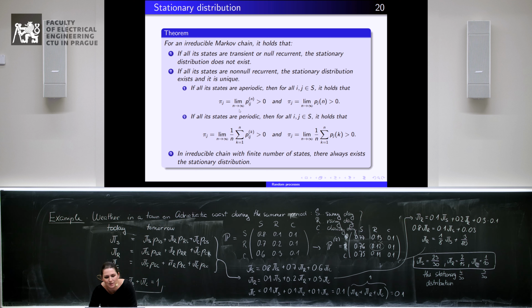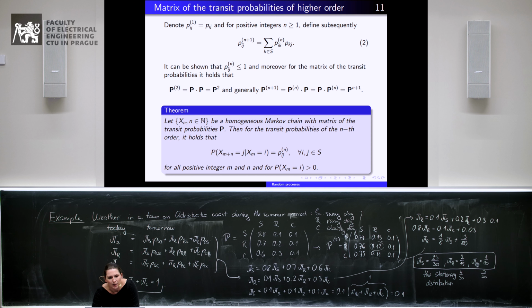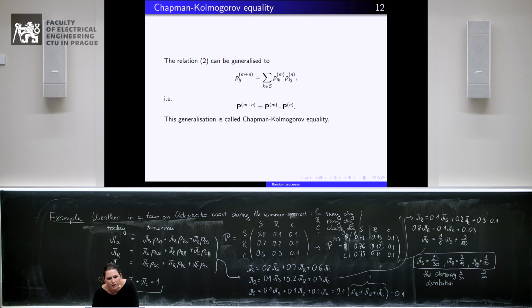And for all these states, it holds that these probabilities are positive, while it is in fact equal to the probability that at an arbitrary time we are in the jth state. That's something what I said. So it is only a mathematical formulation of what we obtained. And if the states are periodic, okay, I will mention this later.